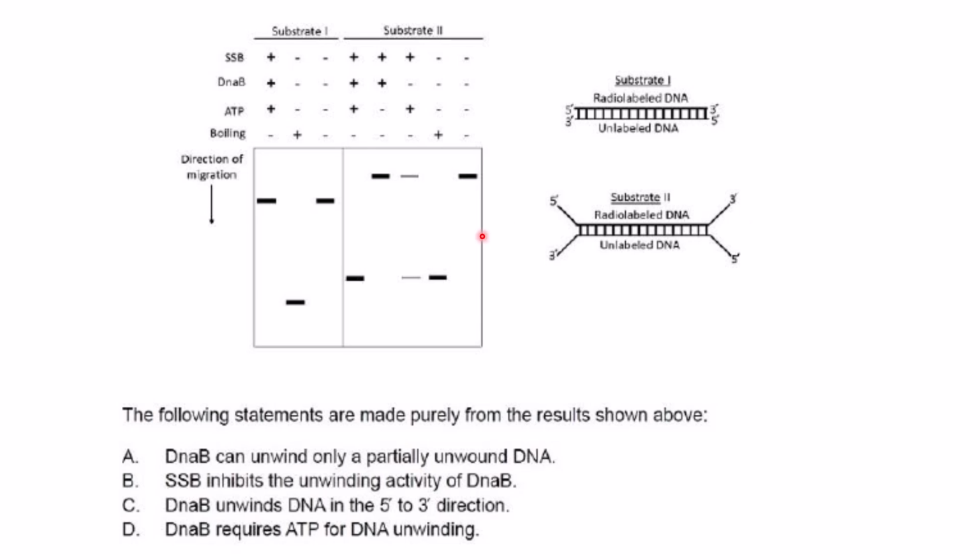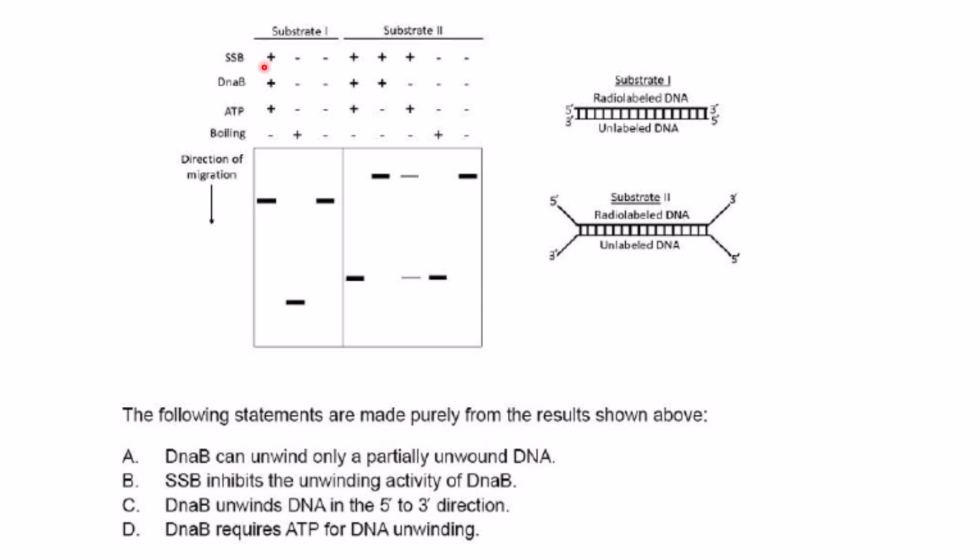Now see the last lane in substrate 1. If you don't add anything and there is no boiling, this is the size of the double stranded DNA that you are getting. Now if you don't add any of these components and you undergo only boiling treatment, then you get single stranded DNA at this position. Why single stranded DNA upon boiling? Because boiling will result in the separation of the strands. Now helicase is also involved in separation of the strands.